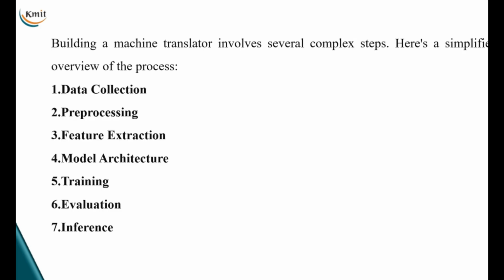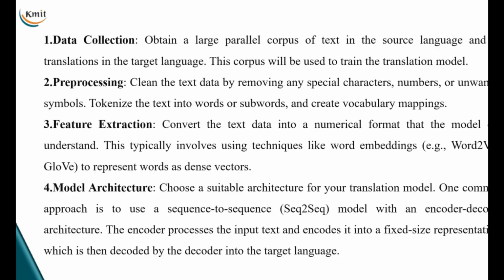Similar to how we built our machine learning and deep learning models, we also use the same steps, with some differences, for building a machine translator. So here is the simplified process of building a machine language translator. First we start with data collection, and then we do the text pre-processing of the data that we've collected, and then we go for feature extraction. We build the model, train the model, evaluate, and then finally go for inference.